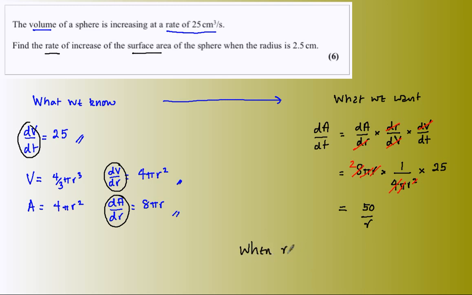final answer. r equals 2.5, rate of increase of area with time, dA/dt equals 50 over 2.5, which equals, I believe, 20. And units, centimetres squared per second. There we go. Combinations of what we know to give us what we want.